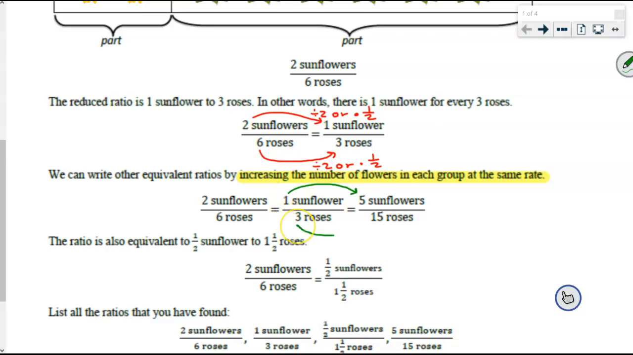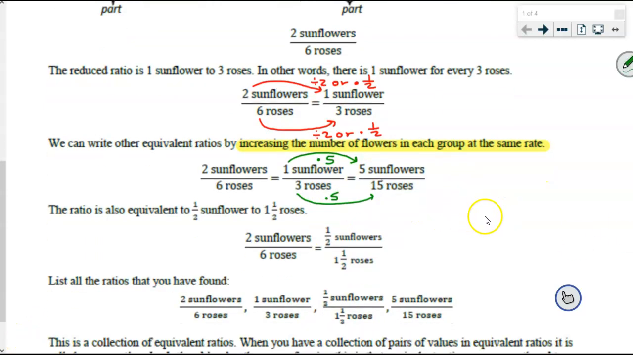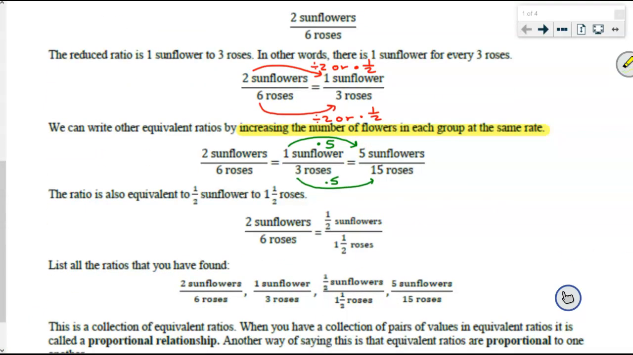Great, exactly. So we're noticing we simplified this ratio, and now it's 1 sunflower to 3 roses, so I can manipulate that to now increase it by multiplying by 5. 1 sunflower times 5 is 5 sunflowers, and 3 roses times 5 is 15 roses. We can also decide to manipulate this even further. It's not necessarily simplified, but I could decide to simplify it even more by changing it this way.